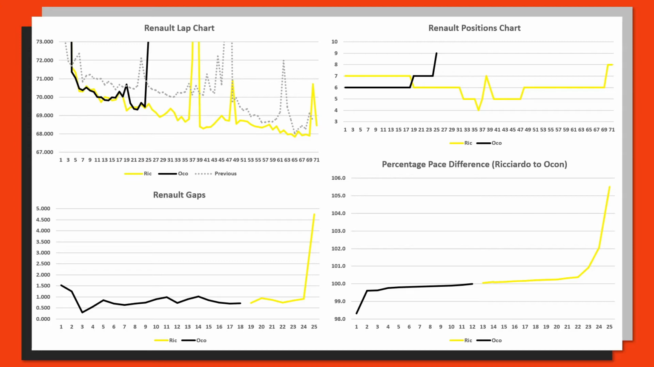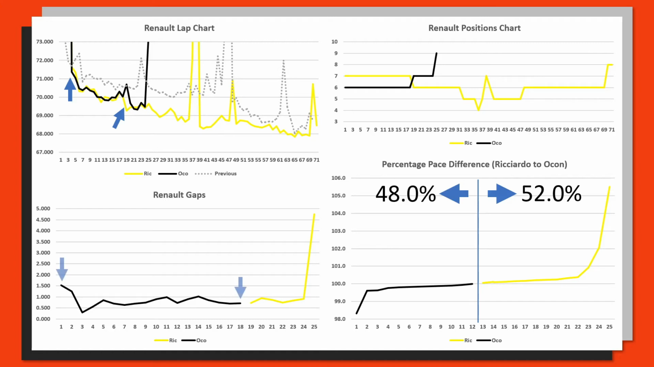data. So splitting up their percentage pace difference, we can see down the middle that it was 48% of the laps that they were racing together were in favour of Esteban Ocon, compared to 52.0% in favour of Mr. Daniel Ricciardo. Now we can highlight the first section of racing between these two blue arrows along here on their lap chart, which basically shows how equal they were, and that is shown by their gap here, by the Renault's gap chart as well, that it's basically hovering between 1.5 and just below half a second on lap number 3, but again, that was because of the safety car.